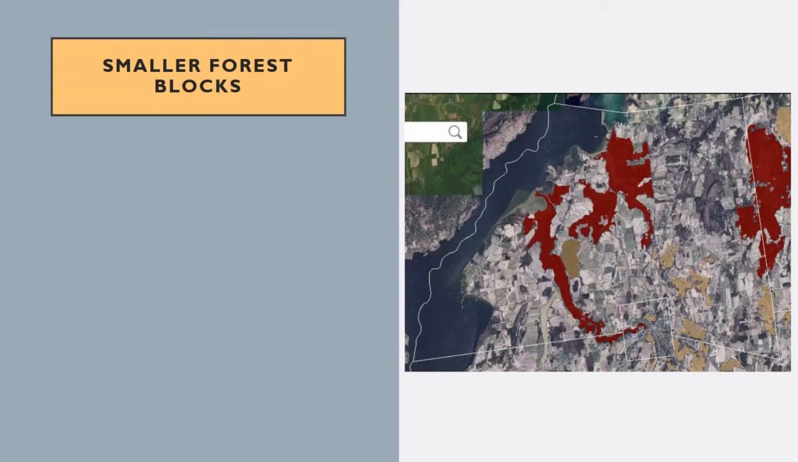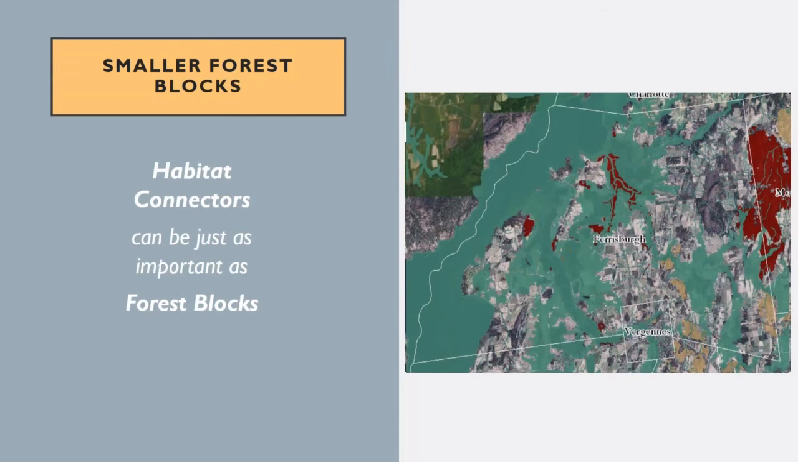And in a place like Ferrisburg, it can be really challenging to figure out that whole network of what forest blocks to include in a map like this. Now, remember that these habitat connectors in a place like Ferrisburg in particular, where there aren't a lot of forests, can be just as important as identifying the forest blocks. When we're looking for connectivity, it's really looking at how this whole network connects, and the water in some places might be just as important as the forest.